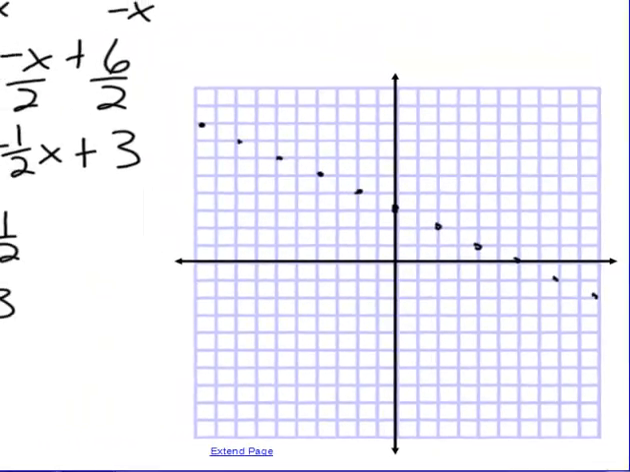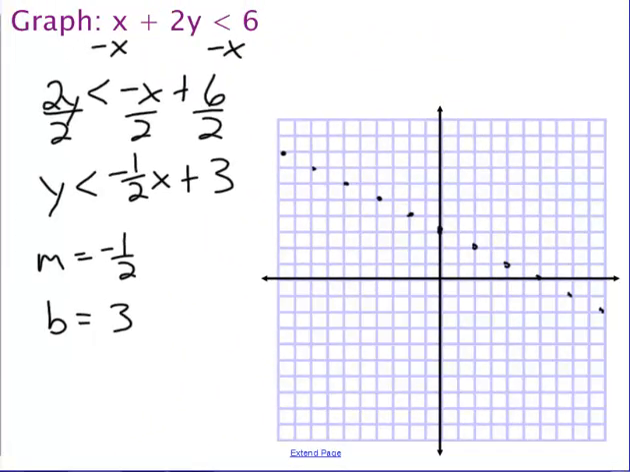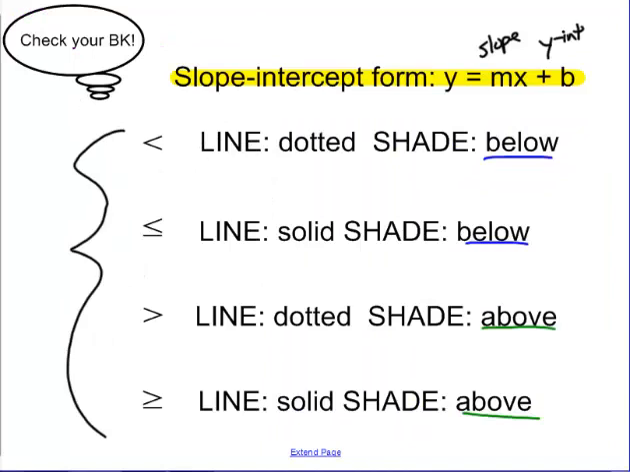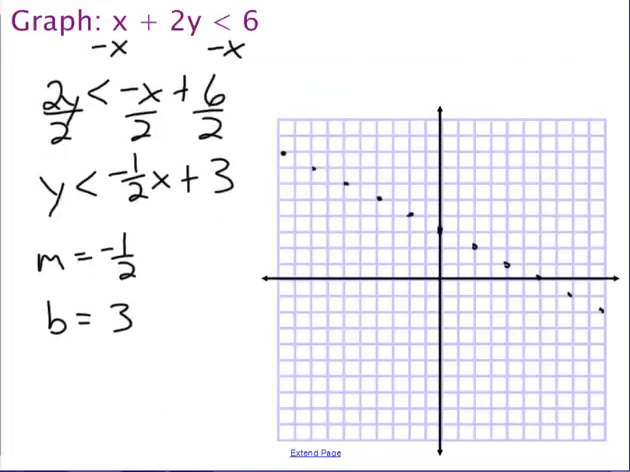Then I'm going to go back and look at my symbol of inequality, and I see that's a less than symbol. So when I go back to my cheat sheet or my background knowledge, less than means we're going to have a dotted line because it cannot be equal to, and we're going to shade below that line. So what that means for my graph here, I'm not going to actually connect the dots. I'm just going to leave those dots. I have a dotted line, and I want to shade below because I want y values that are less than that line. I want y values below.